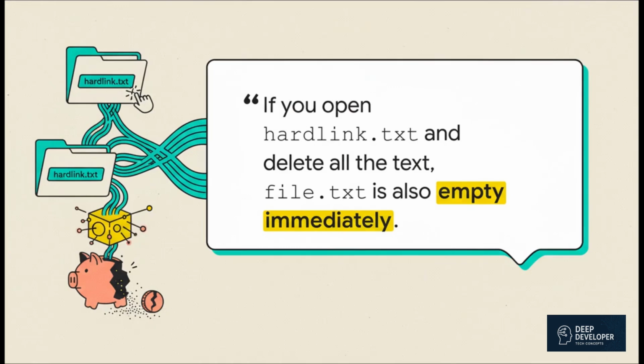And that right there is the fatal flaw. Since both file names point to the exact same data, if you change the data using one of them, it's changed for both. So if you open up hardlink.txt in an editor and delete everything inside, guess what? file.txt is now completely empty too. You just drained the joint account. A real backup protects you from data corruption or accidental changes, and a hard link gives you zero protection for that.